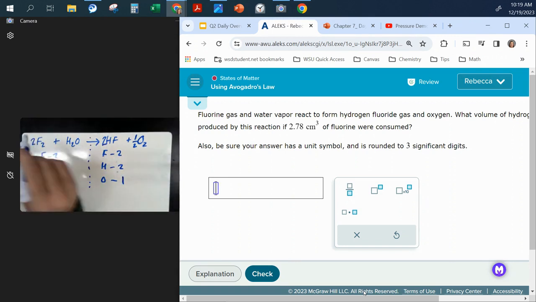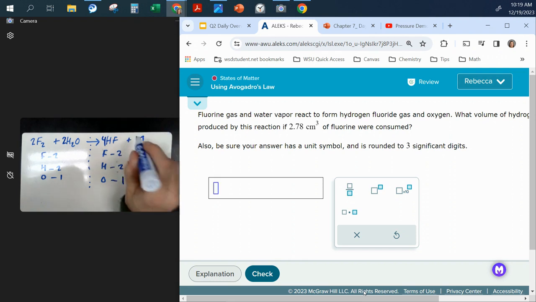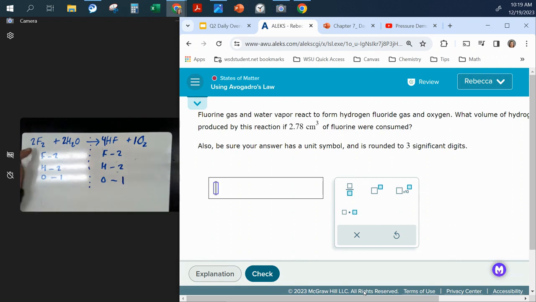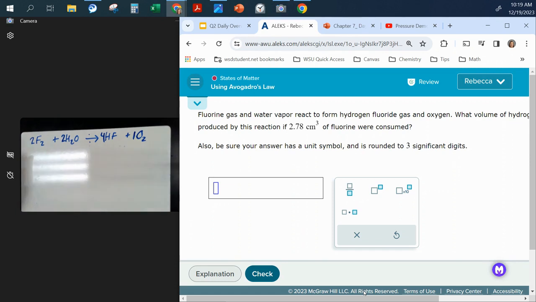So I'm going to put a 2 here, 2 here, a 4 here, and then this is going to get, that'll just have a 1. Okay, we're okay? It's balanced? Okay, we can also check this has 4 fluorines, 4 hydrogens, 2 oxygens, 4 fluorines, 4 hydrogens, 2 oxygens, so that's balanced. Okay, so now we can answer their question, what volume of hydrogen fluoride would be produced?